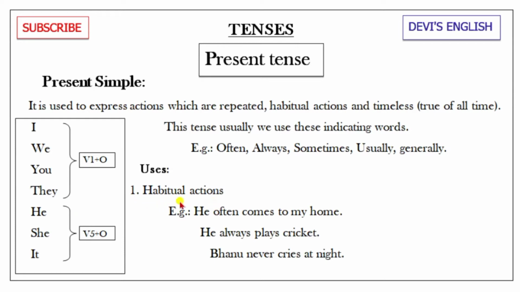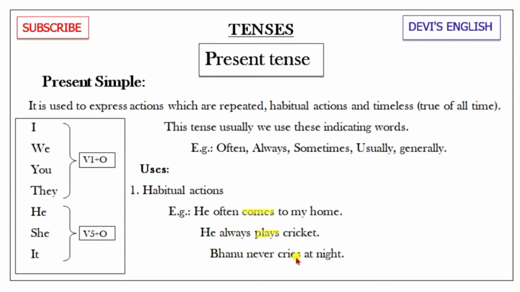First one is habitual actions. Routine work. Whenever you want to express routine work through an English sentence, you have to use this tense only. He often comes to my home. Here comes indicates it is in simple present tense. It is his habitual action. He always plays cricket. Here also plays indicates his habitual action. That keyword also indicates it is in simple present tense.